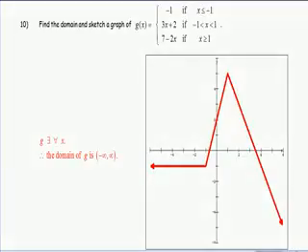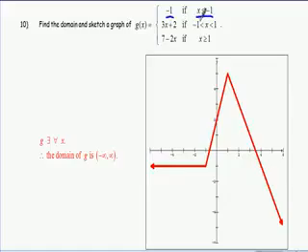For this problem, our goal is to graph a piecewise function, and we've got three pieces here to consider. As we consider our first piece, where the function will equal -1 when x values are less than or equal to -1, let's consider what the graph of essentially y equals -1 looks like.